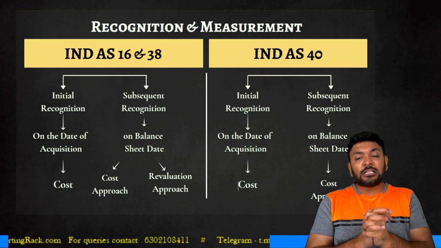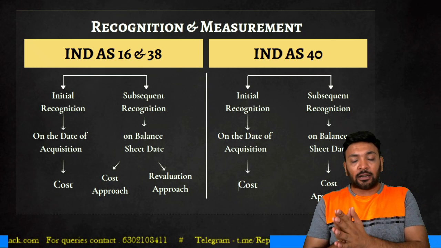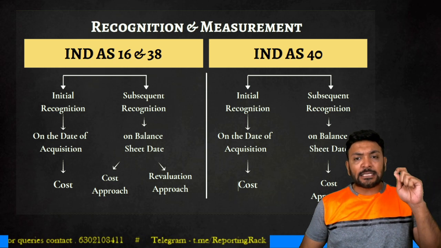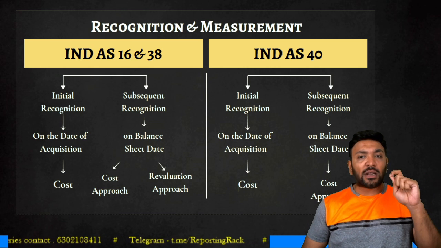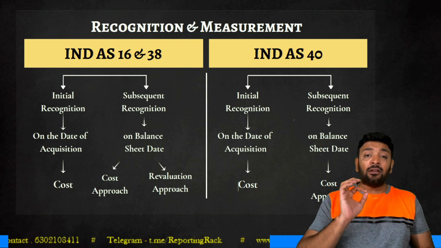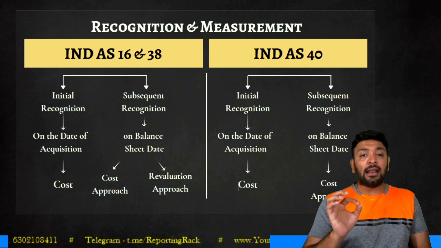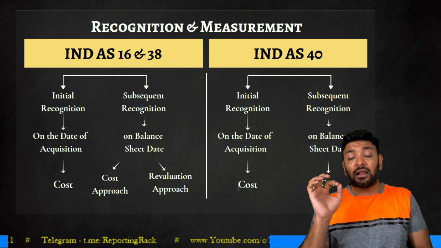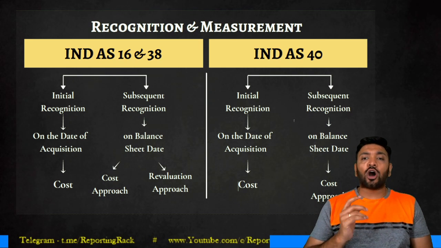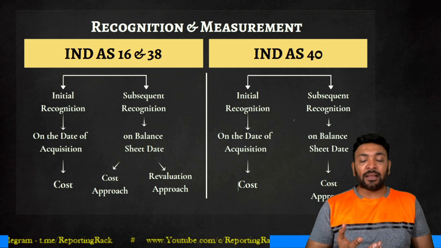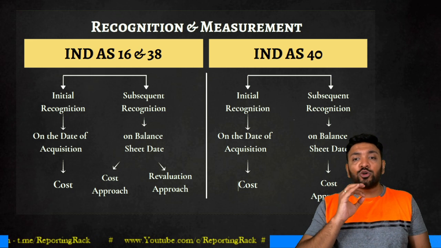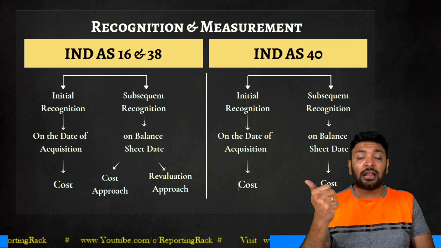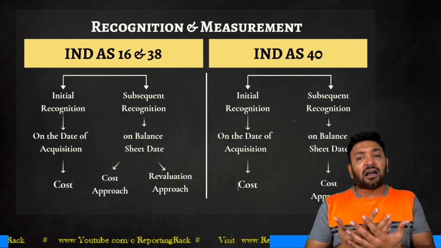However, the difference between Ind AS 16, 38 and 40 appears under subsequent recognition. On each balance sheet date, when I subsequently recognize an asset, then for Ind AS 16 and 38, I can either adopt a cost approach or a revaluation approach. What is the cost approach? Cost approach basically means the original cost reduced by accumulated depreciation to get the written down value to be presented in your financial statements, which we are very much aware of.